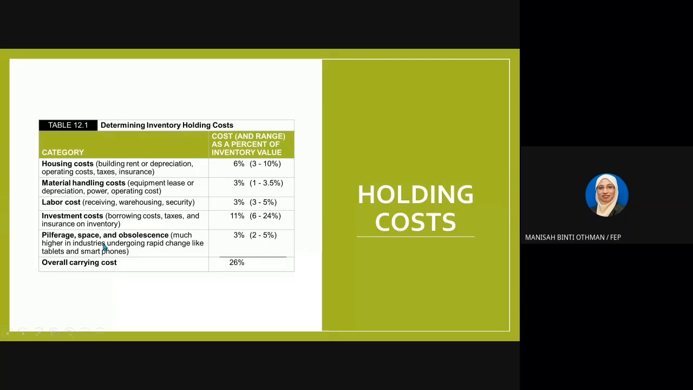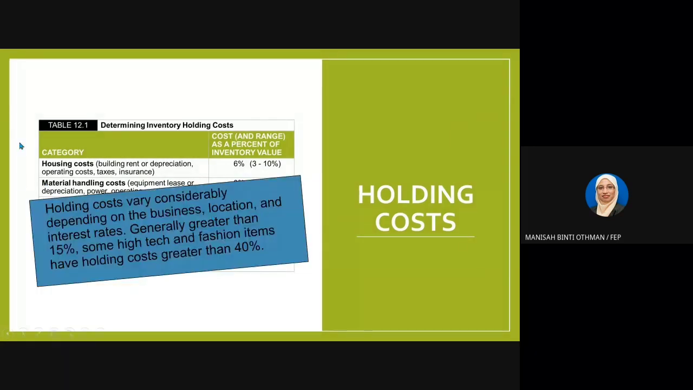Holding cost. Okay, so this is an example of holding cost or carrying cost. Holding cost or carrying cost varies. It depends on the type of business and also the location. Sometimes in high tech or fashion they have higher holding cost compared to other types of business. They must hold the inventory more compared to other businesses.